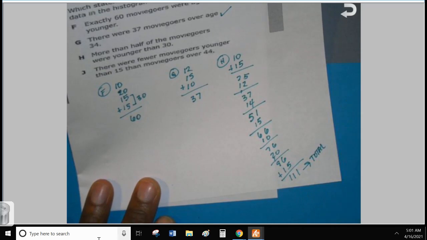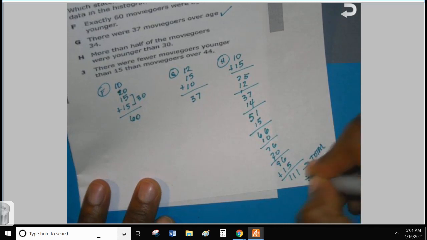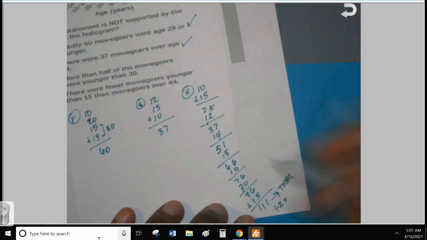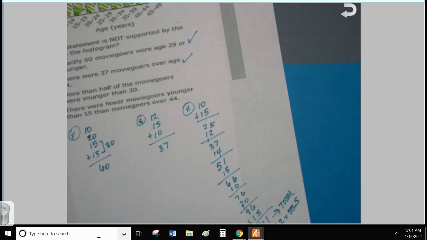111. And half of that, more than half, I would have to take half, divide by 2. What is half of 111? 2 will go into 11 5 times. 5 times 2 is 10. I have 1 left over. 11. So it's like 55.5, I believe, would be my answer. Yes, so that's half. More than half of the moviegoers were younger than 30.